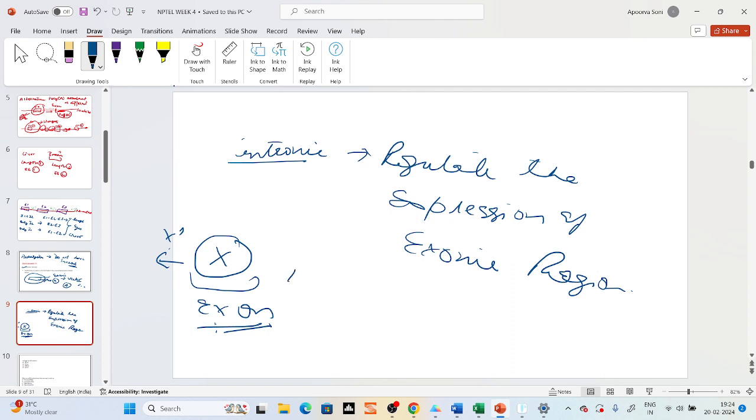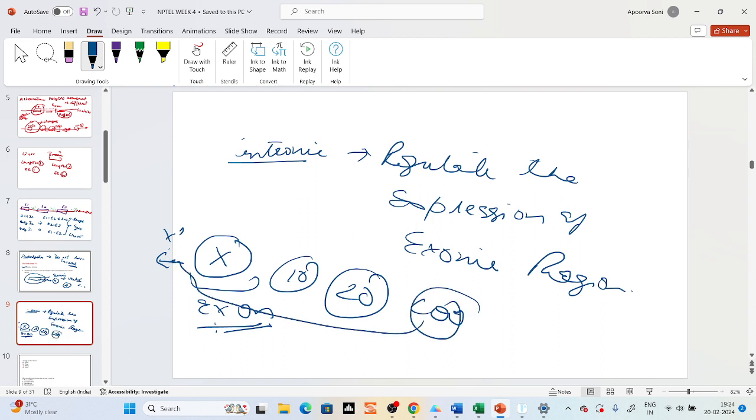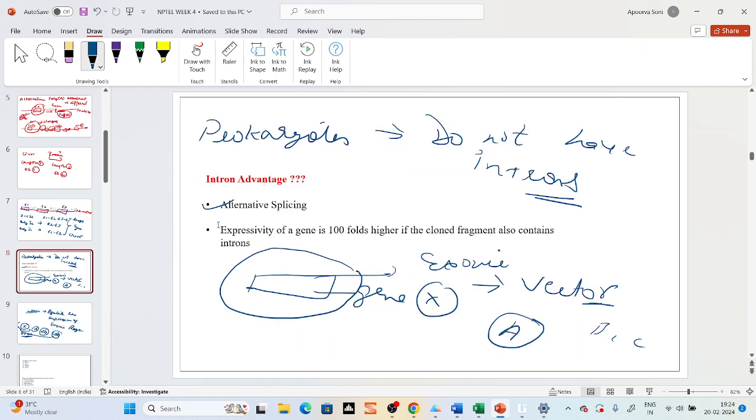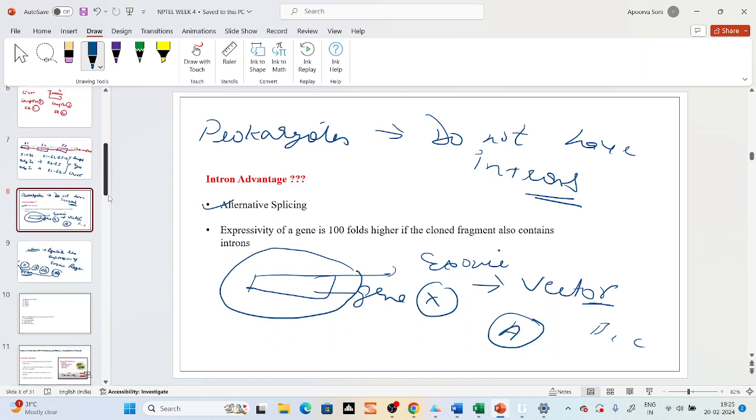Whether it will express 10 times or 20 times or 100 times, this is governed by the intronic region. It will express for sure, but the level of expression, how much it will express, will depend on the intronic regions, because intronic regions have certain sequences that govern the expression of the exonic regions, and that is the reason why the expressivity of a gene will increase if intronic regions are also present. Okay, so this is about the first class.